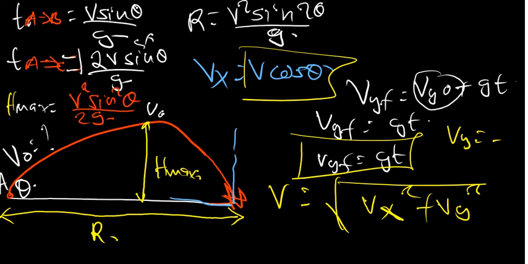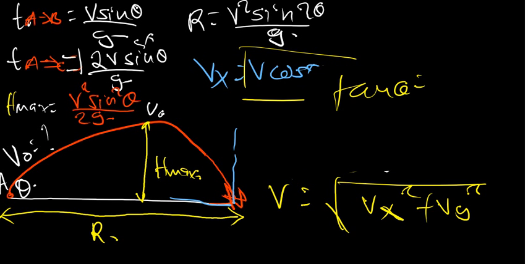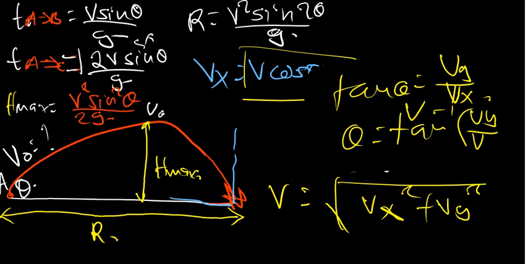Now, since the vy is negative, they can also ask us to find the angle that is formed just before it hits the ground. This is the same as tan theta being equal to vy over vx. So theta is going to be equal to tan inverse of vy divided by vx. Then you plug in the values for the vx and vy. Okay, so those are the basic things you need to understand in the second trajectory.